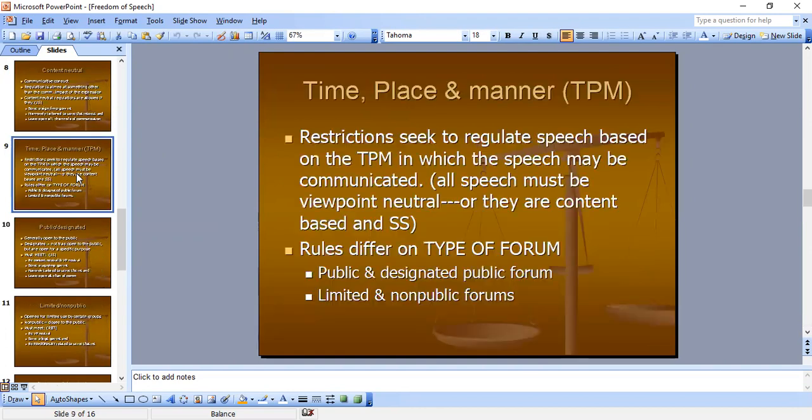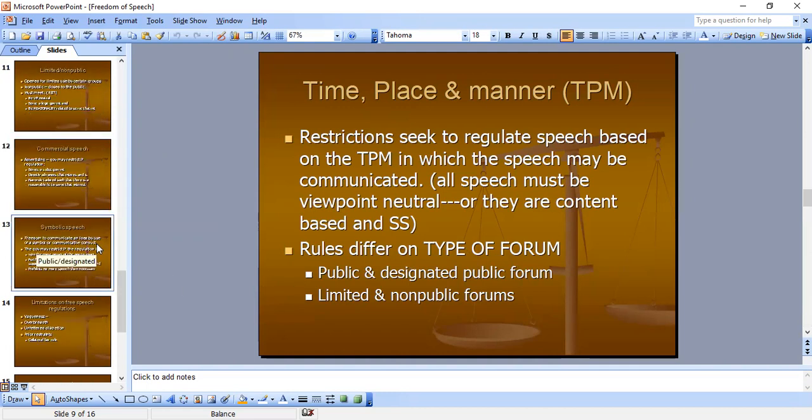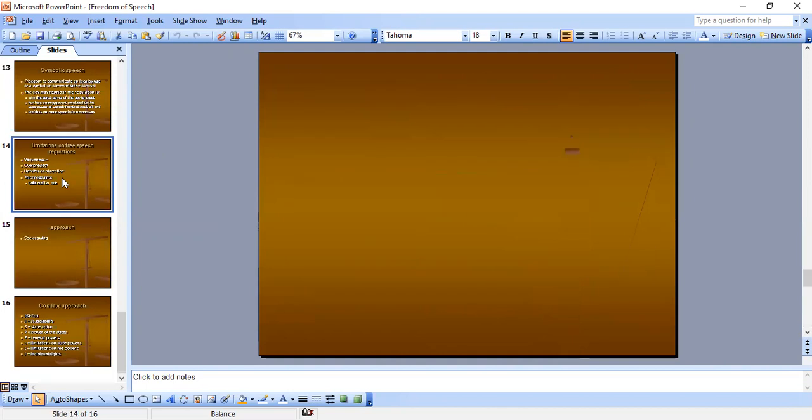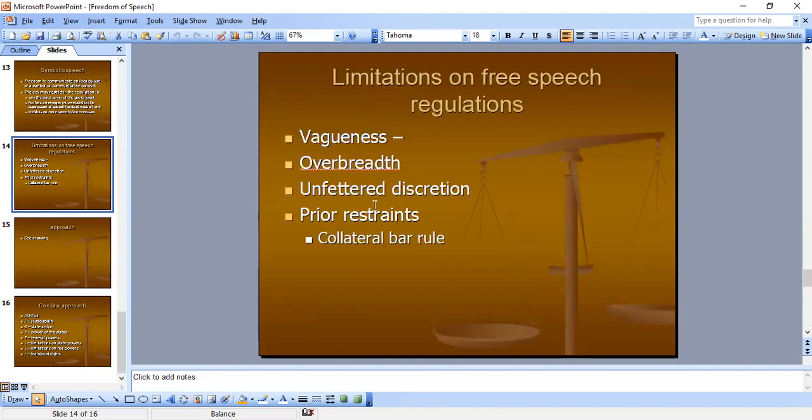Or time, place, and manner. You'll know time, place, and manner because they're going to give you a time, like a clock time, and a place. Okay, symbolic speech. And don't forget the limitations. These are big: vague, overbroad, unfettered discretion, and prior restraints.